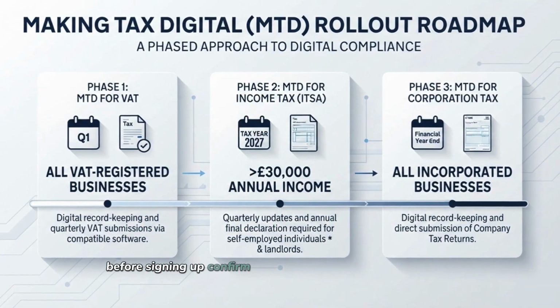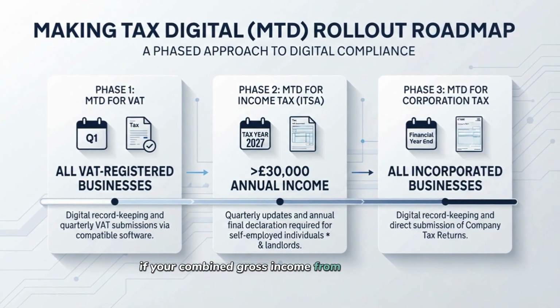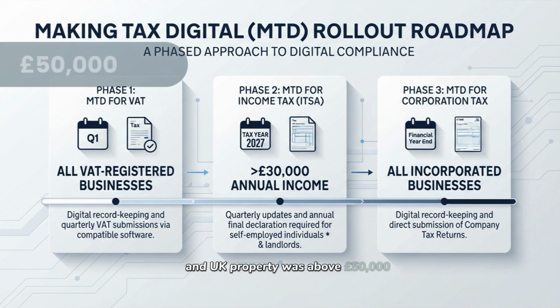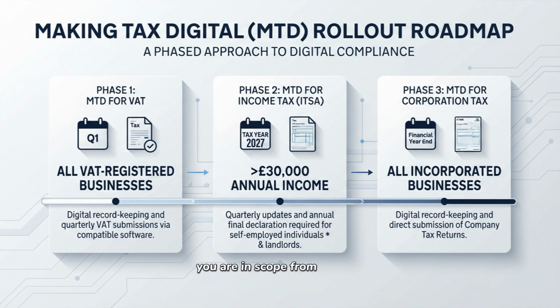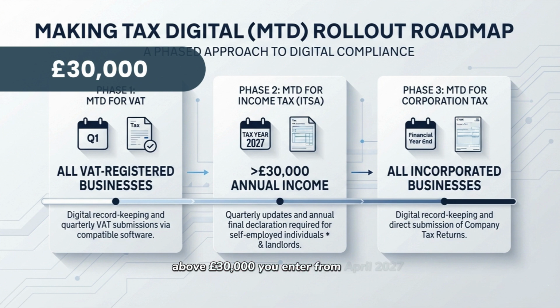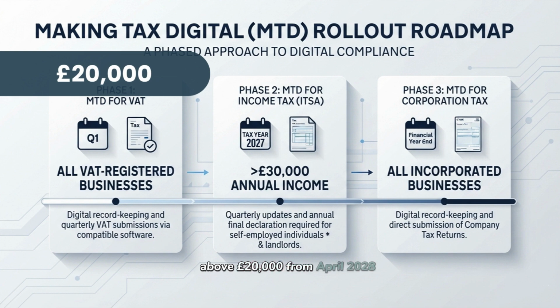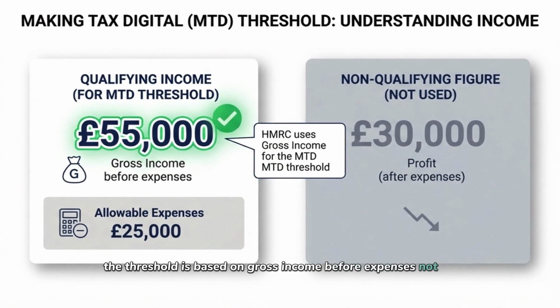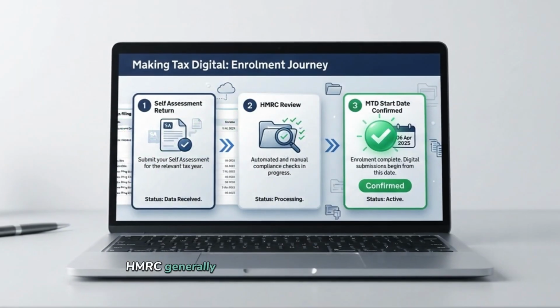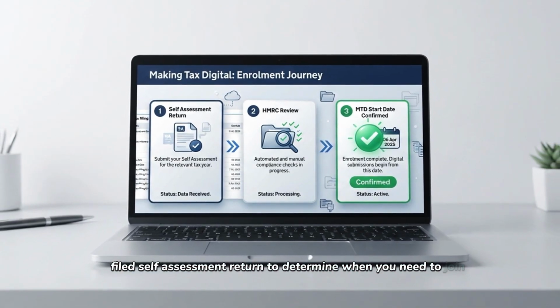Before signing up, confirm whether MTD applies to you and when. If your combined gross income from self-employment and UK property was above £50,000 in the 2024 to 2025 tax year, you are in scope from April 2026. Above £30,000, you enter from April 2027. Above £20,000, from April 2028. The threshold is based on gross income before expenses, not profit. HMRC generally uses information from your most recently filed self-assessment return to determine when you need to join.